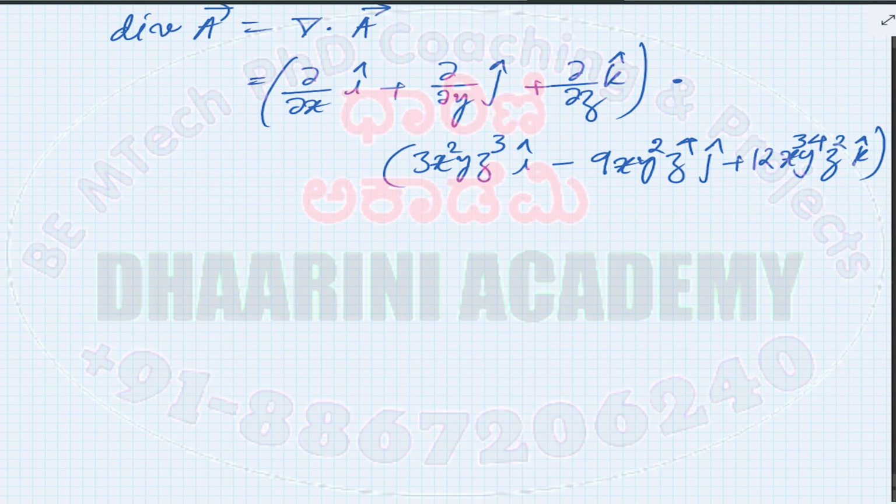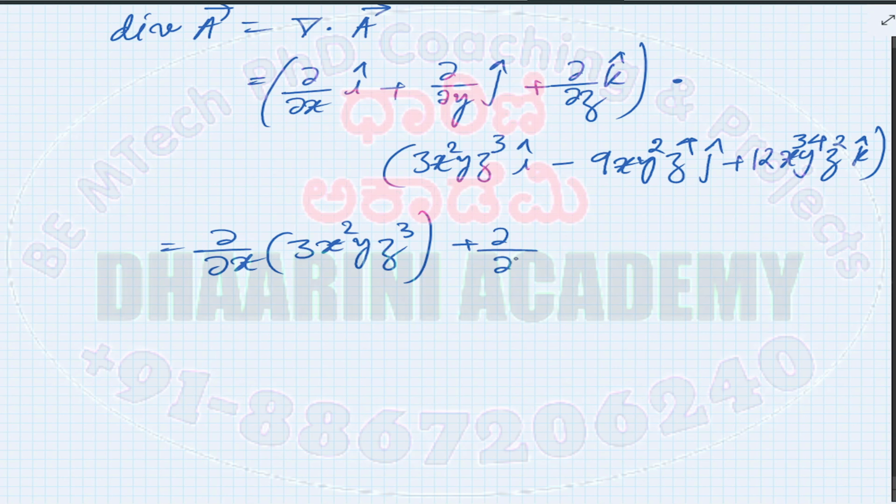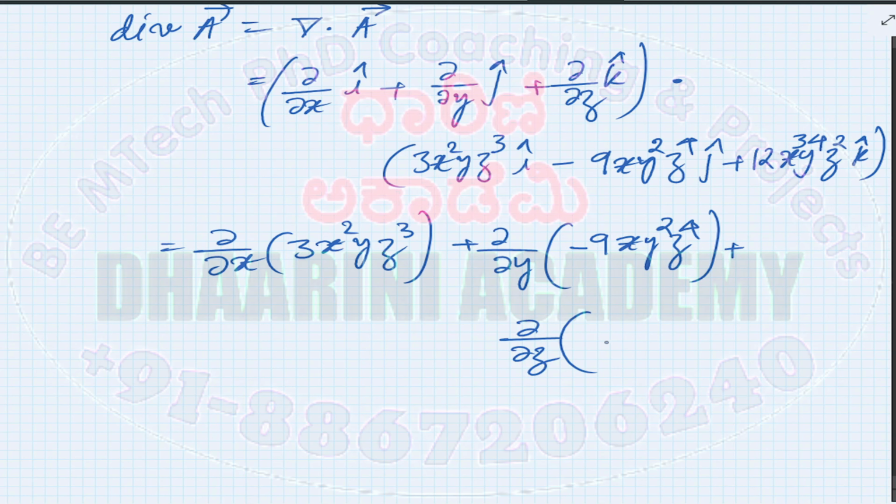Now we know that we can apply this particular function in such a way that i can be applied with the i itself. So what's the answer? That is ∂/∂x can be applied only to the first term, that is 3x²yz³. Then plus ∂/∂y, this can be applied only to the second term, that is minus 9xy²z⁴. Then plus the ∂/∂z should be applicable to 12 times x³y⁴z².